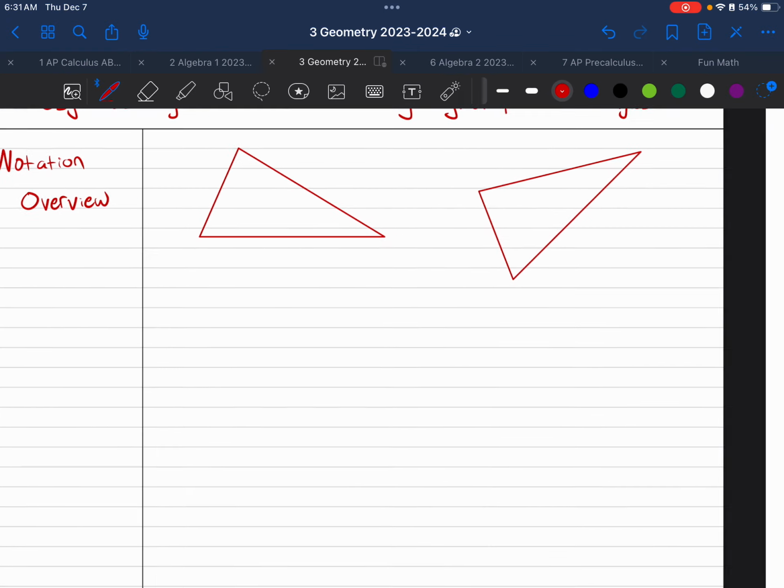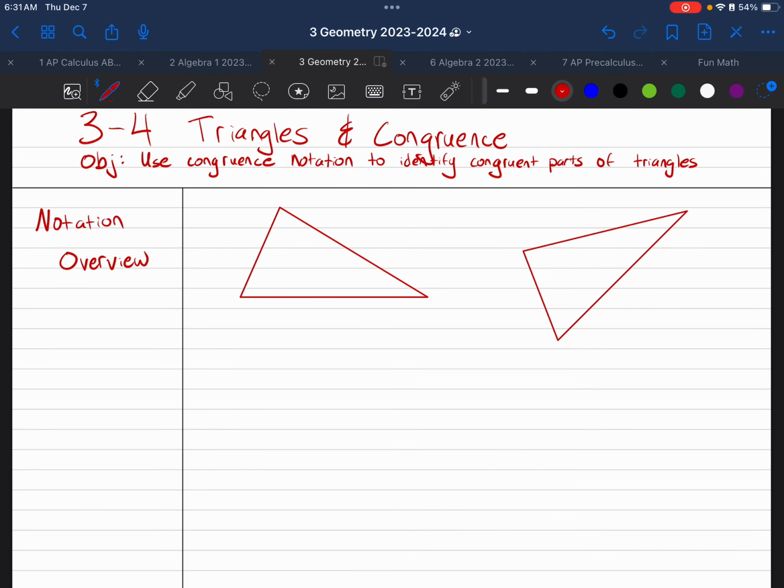All right, so here is the general overview on notation. In general, if I have a symbol like this, an equal to sign with a tilde above it, this is called congruent.